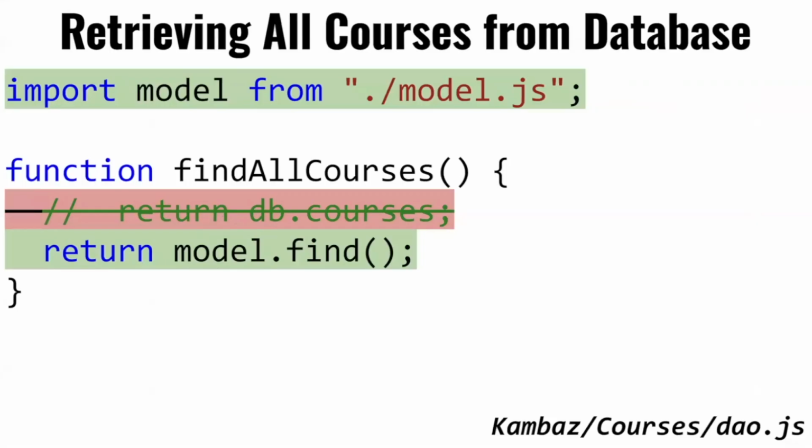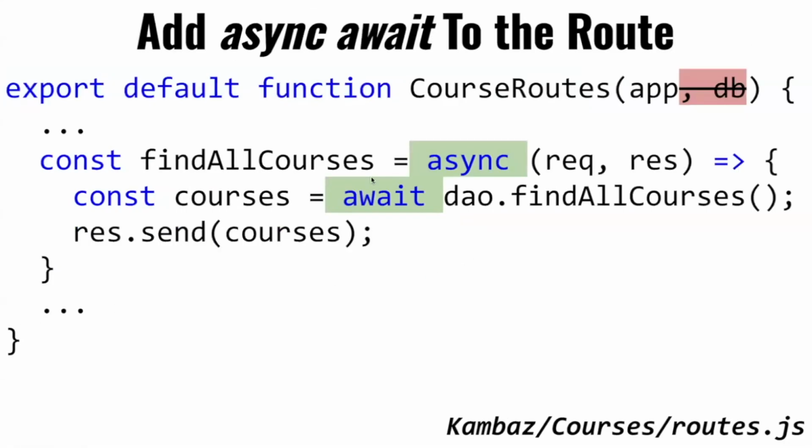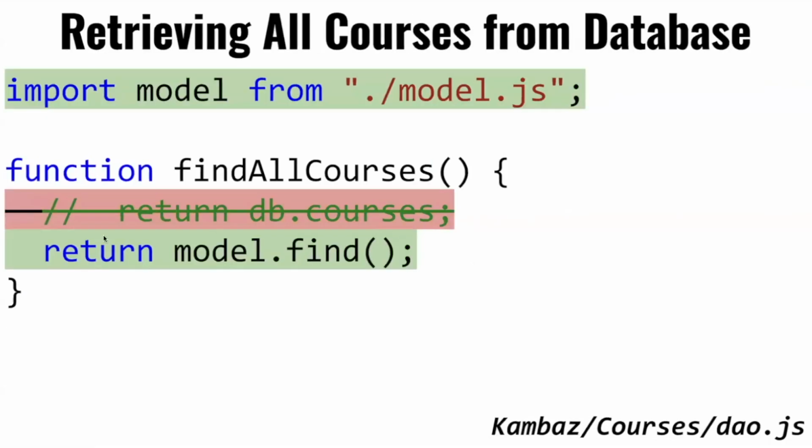Since that connection is a little risky, this communication is asynchronous. So that means that we have to refactor all our routes to also be asynchronous, by tagging them as async and then using the await keyword whenever we access the DAO, all these functions. Find all courses, that's this function here.